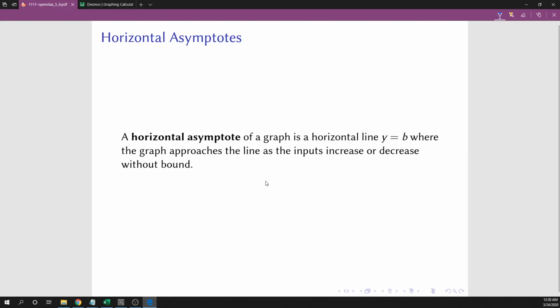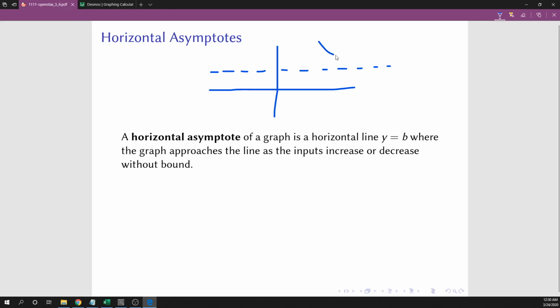So a horizontal asymptote of a graph is a horizontal line, and every horizontal line has this format: y equals a number, where the graph approaches the line as the inputs increase or decrease without bound. So a line is a horizontal asymptote, and I usually draw those in as a dotted line.